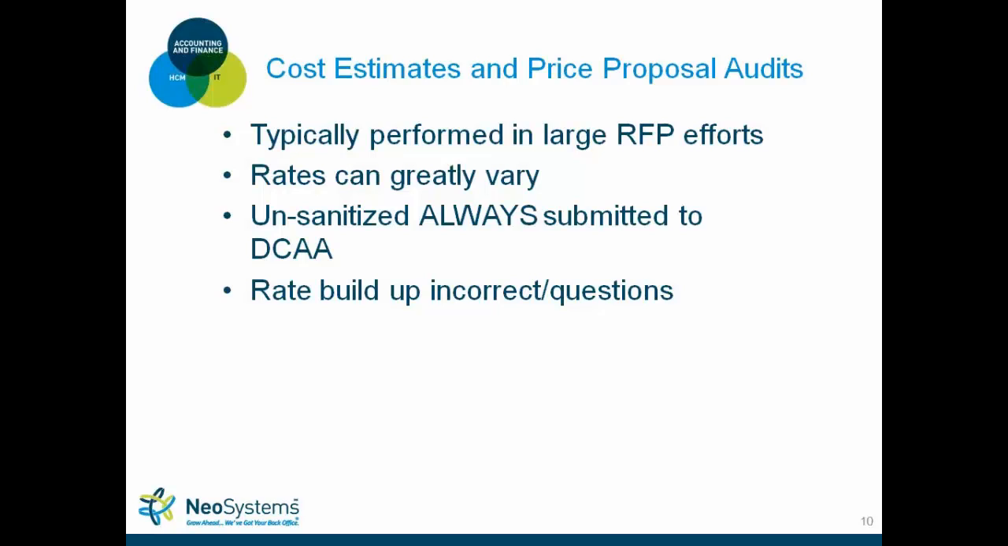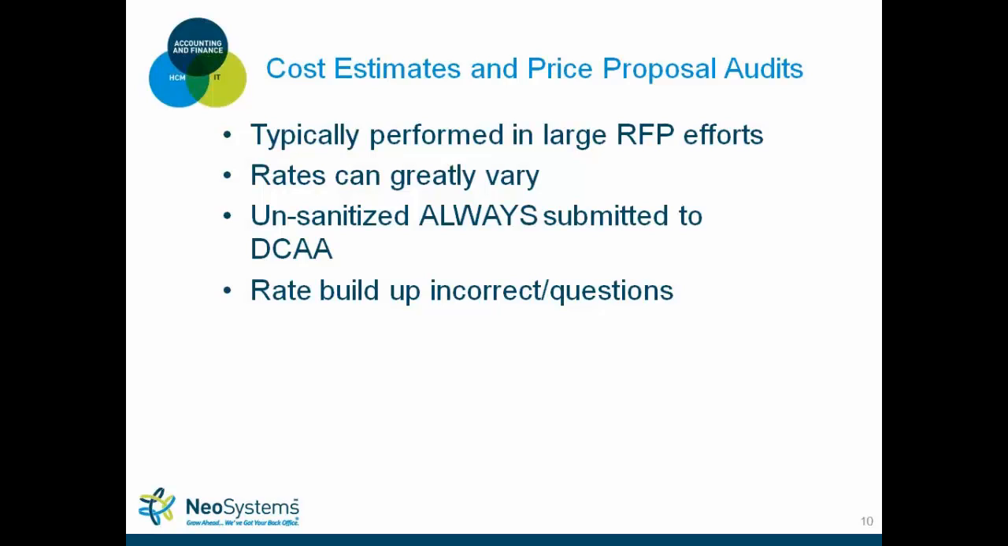So again, your rates can greatly vary from the time where you currently exist at 20 employees versus what the company would look like or what your rates would look like if you increase the company to 40 FTEs. Now, there's always a submittal to DCAA, what they call an unsanitized version. So the prime never gets an unsanitized version. They don't ever see your actual cost buildup, fringe, overhead, and G&A.